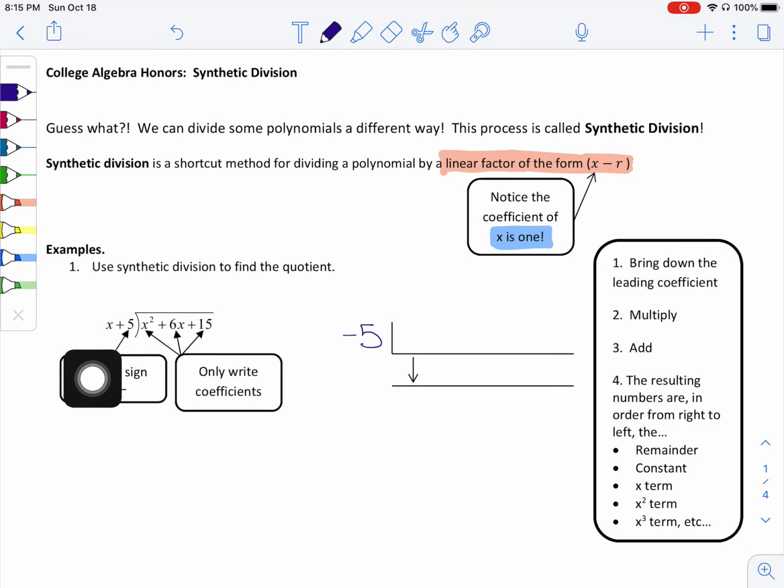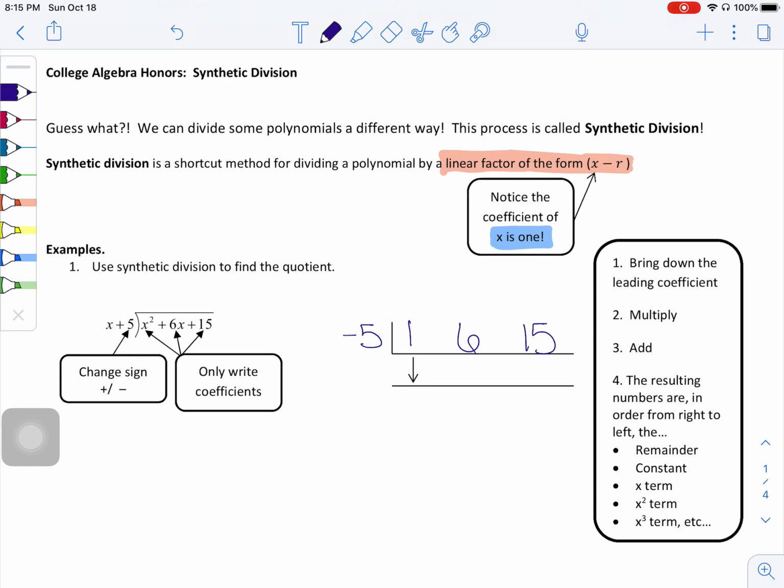Then we're going to look at what we're dividing into. In this case, x squared plus 6x plus 15. But we're only going to pull the coefficients. So we're going to pull the coefficient of x squared, which is 1. We're going to pull the coefficient of x, which is 6. And the constant term is 15. So we're going to pull that too.